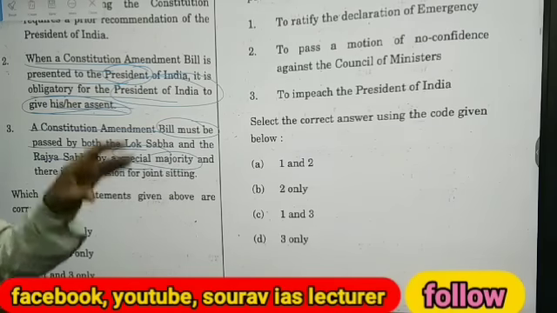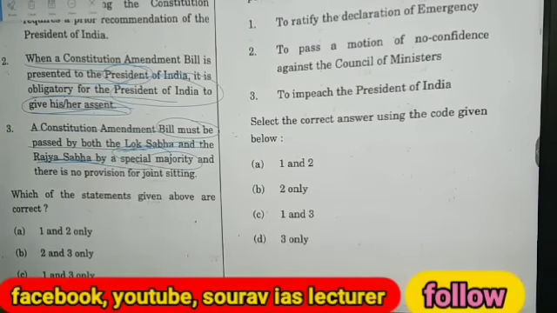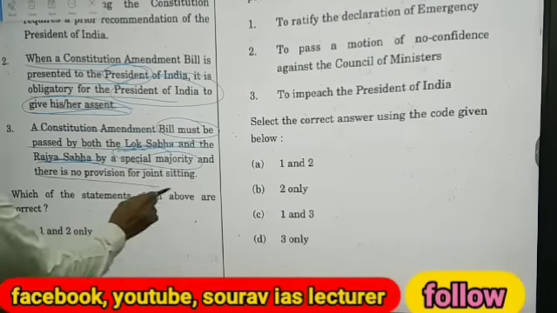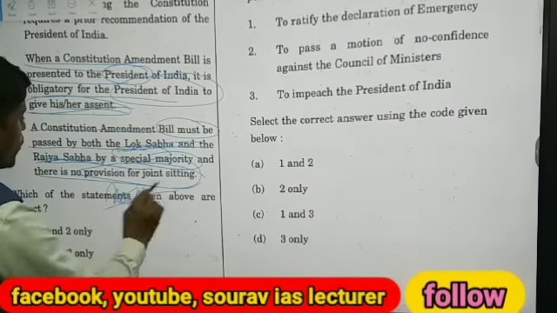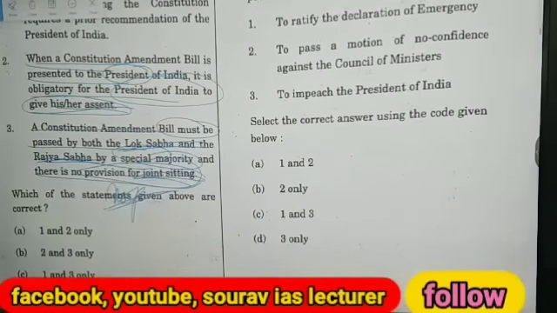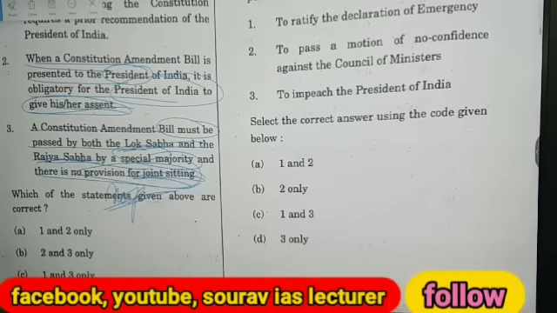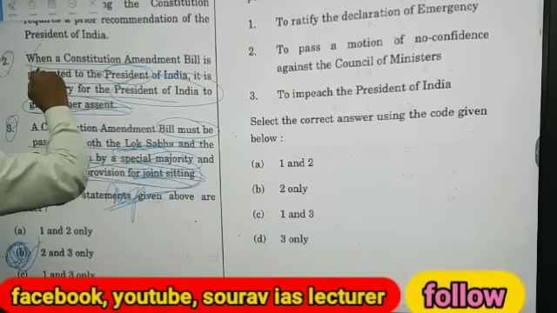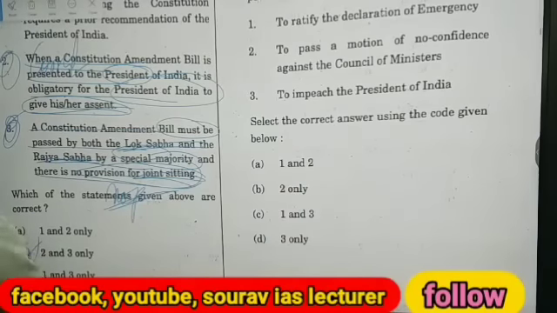A special majority in the Lok Sabha and Rajya Sabha. There is no provision of a joint sitting. Question B, correct option. Question B.